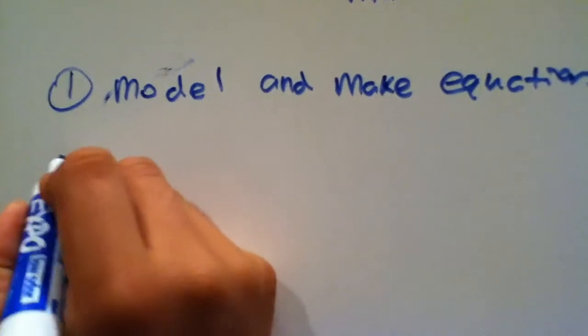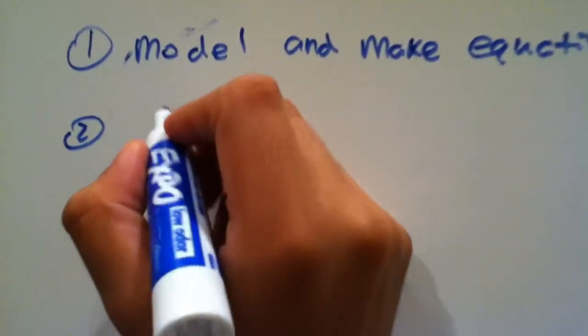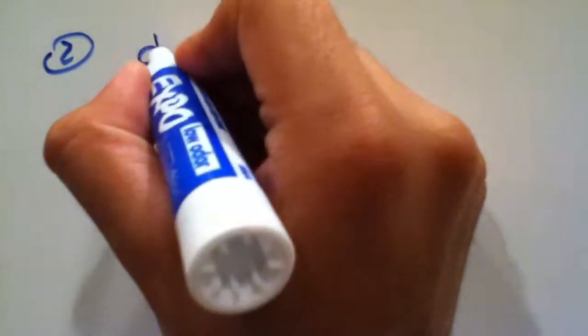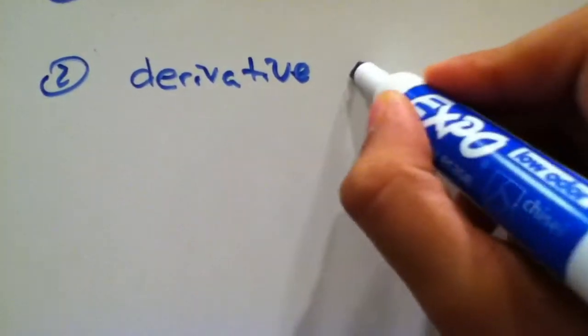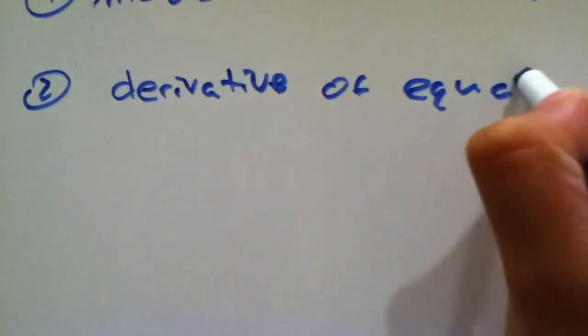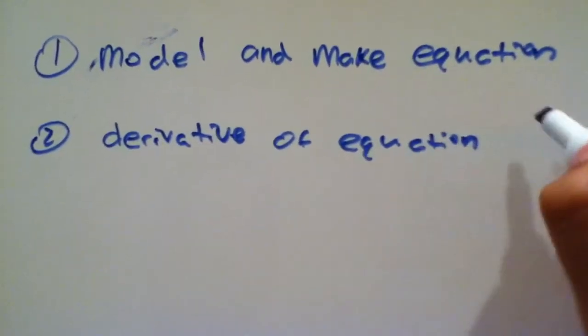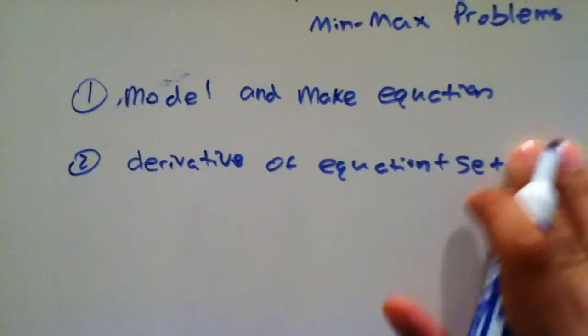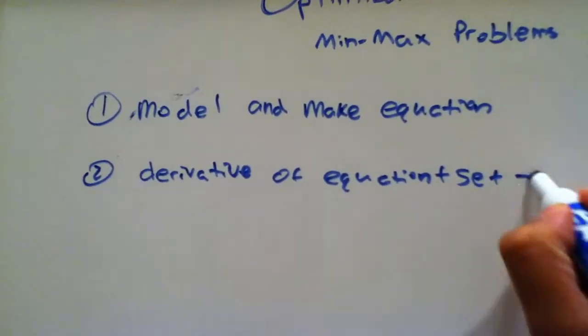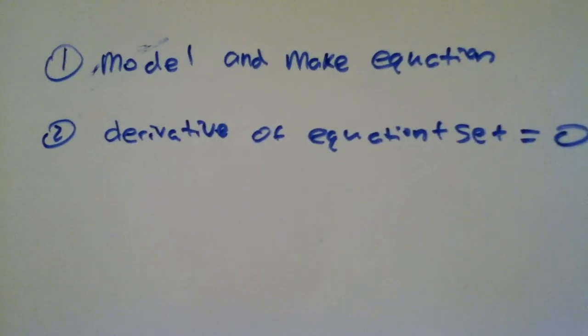The next step is to take this equation and take the derivative. So take the derivative of the equation and set it equal to 0. Alright, so that's the next step.